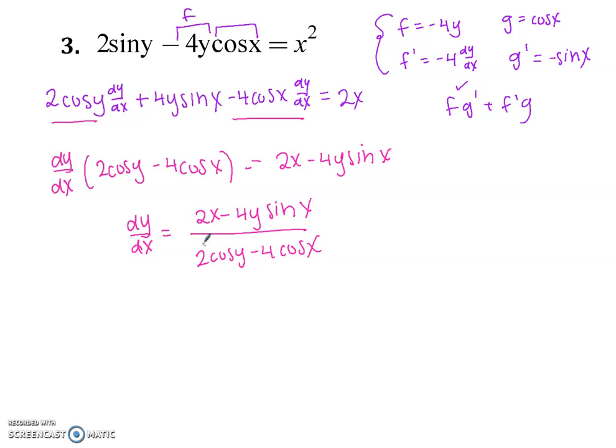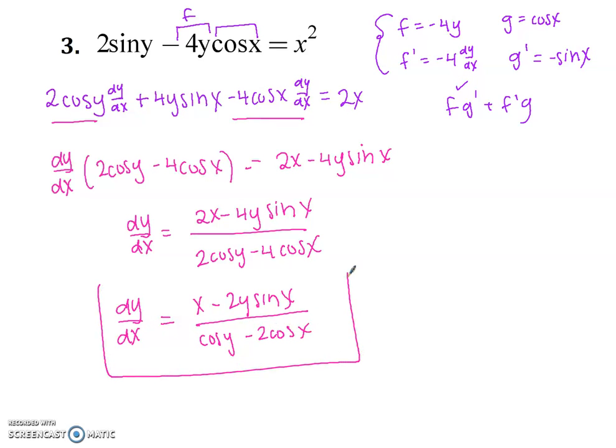Okay. Now if we look at this one, all 4 terms are divisible by 2, so this is one where I need to divide everything by 2. So that'll be x minus 2y sine of x over cosine of y minus 2 cosine of x.